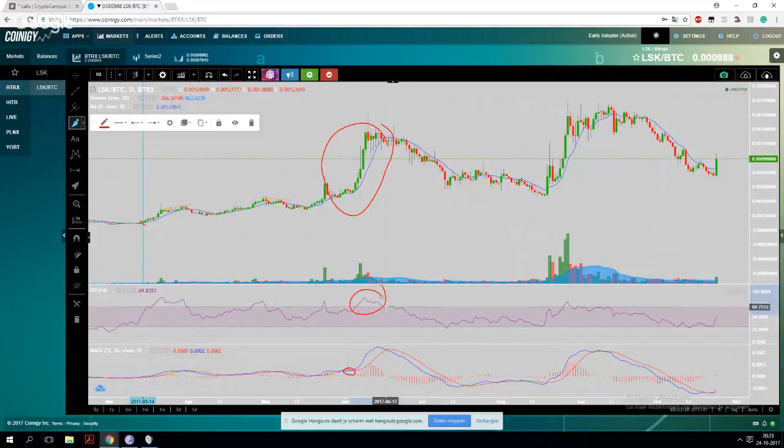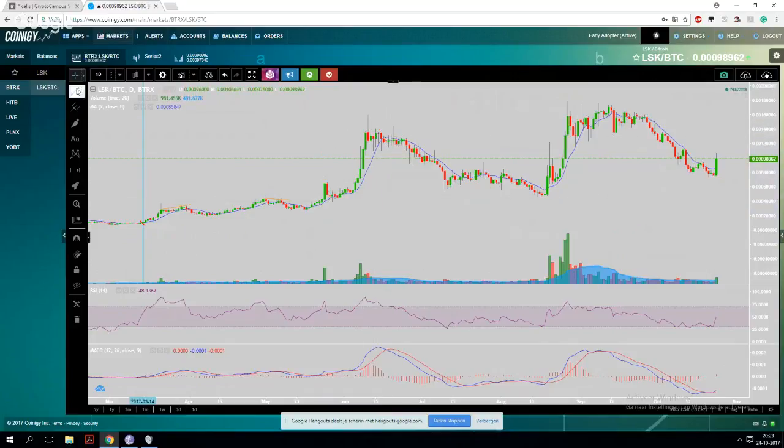After the pump, the RSI just continuously made lower highs. It just kept going lower. The MACD was far apart, as you can see over here. And then eventually even they crossed into a bearish trend. So if I combine all those signals, they should have told me to sell right at this point.